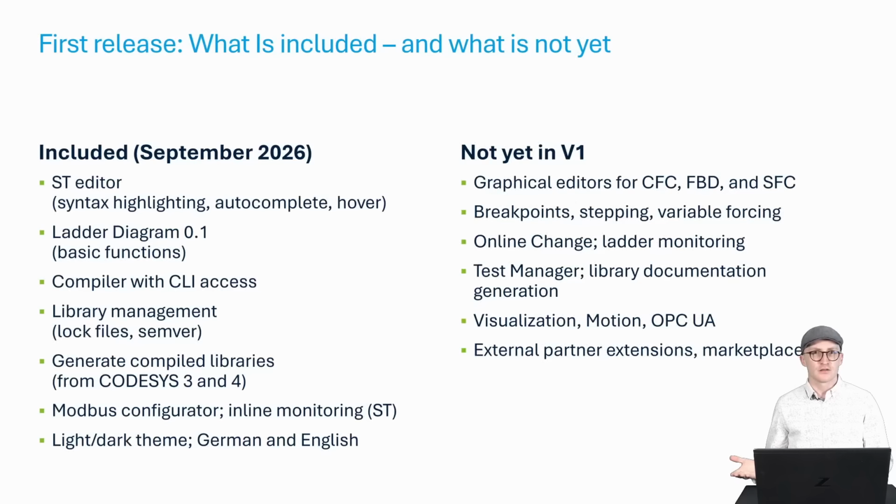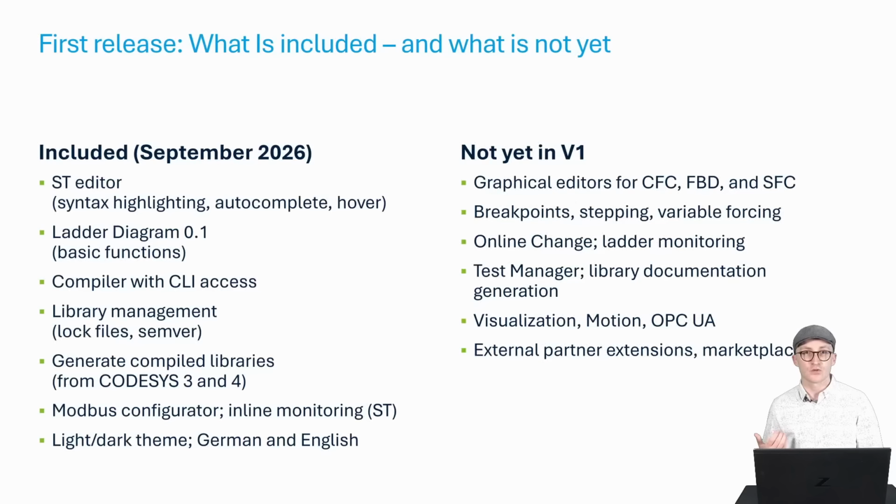On the left, what is included? Targeting September 2026. The structured text editor with syntax highlighting, autocomplete and hover. Ladder diagram 0.1 with basic functions. The compiler with full CLI access. Library management with log files and semantic versioning, a basic Modbus configurator, inline monitoring for structured text, and light and dark themes in English and German.